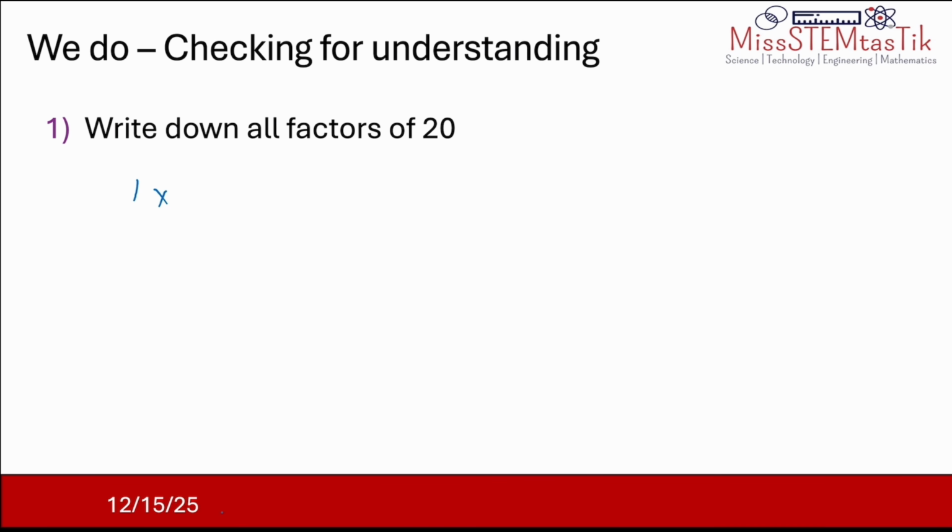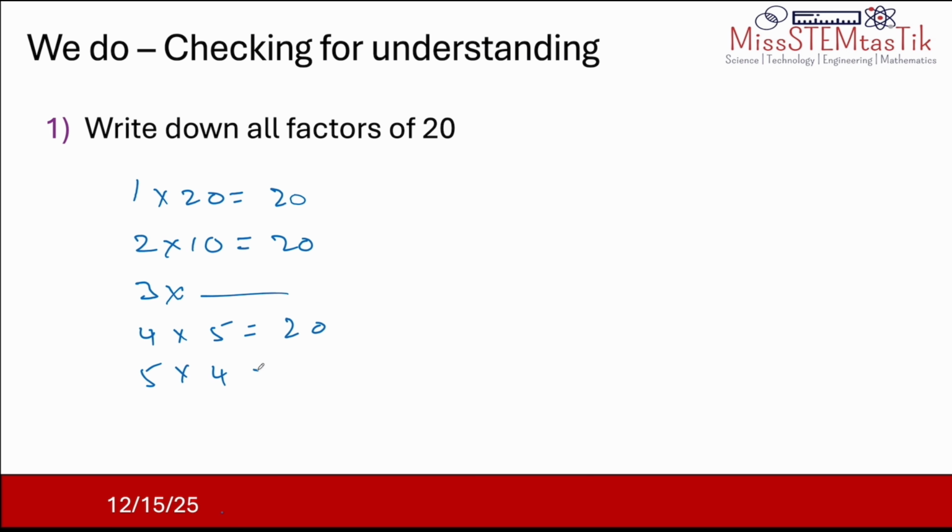Okay, let's go through it now. So write down all the factors of 20. We'll start off with 1 times 20 is 20, 2 times 10 is 20, 3 does not fit into 20 exactly, 4 times 5 is equal to 20, and 5 times 4 is 20.